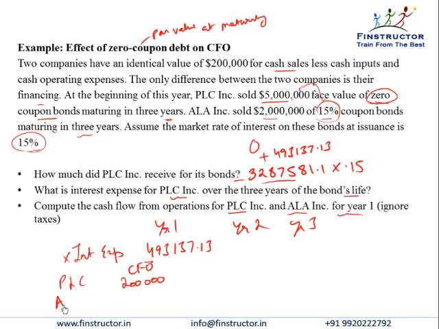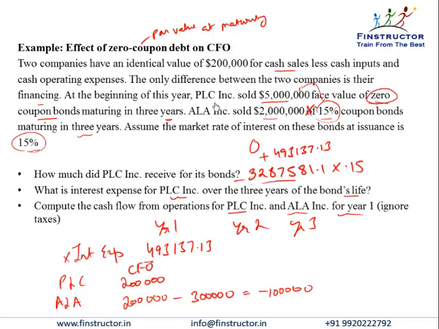For ALA Incorporated, on the other hand, the operating cash flows will get further reduced by $300,000. That is 15% into the par value of $2 million. So this is the cash coupon that ALA Incorporated is paying on its debt, resulting in a total cash flow from operations of minus $100,000. So this is something that the analyst should be careful about if they are treating interest expense as a cash outflow from operations, which is mandated in US GAAP, that companies can issue zero coupon debt to overstate their cash flow from operations. So both companies have taken significant debt.